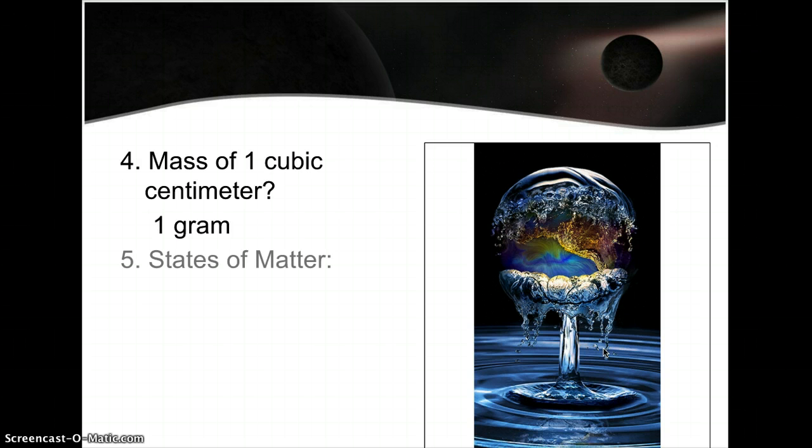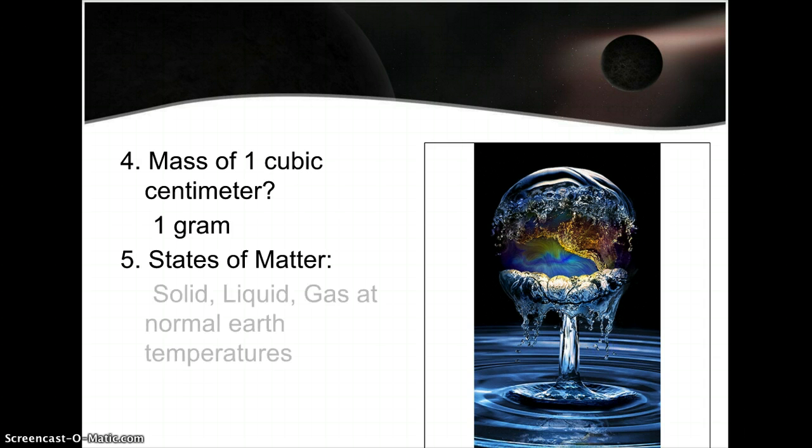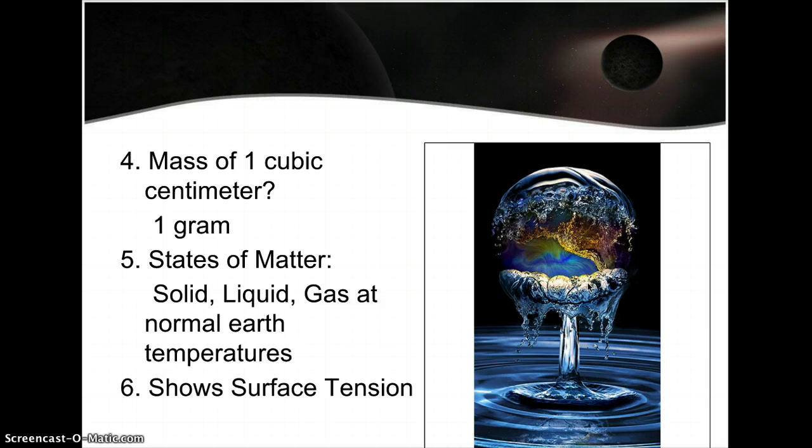We know the mass of 1 cubic centimeter is 1 gram. We know that it exists in all 3 states of matter at normal Earth temperatures, solid, liquid, and gas. It exhibits things like surface tension as well as capillary action. And these are things that you may not necessarily know what they are, but that's okay. So these are things that we know about water because we can study it.